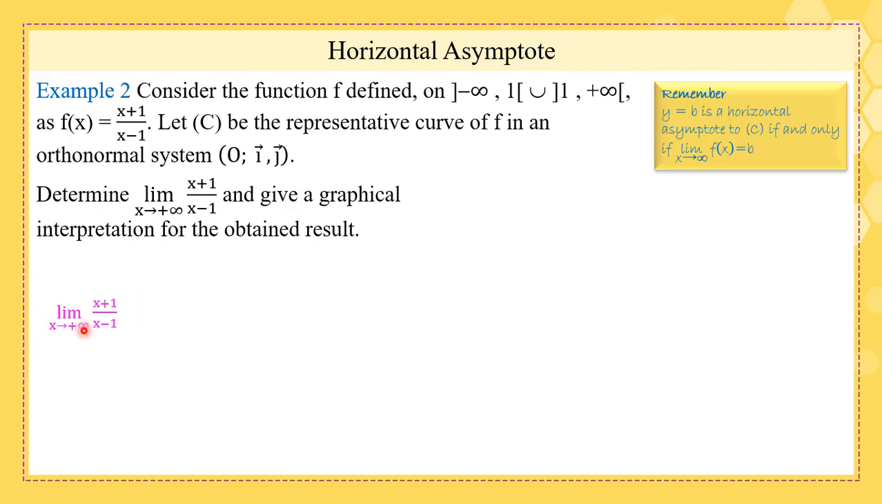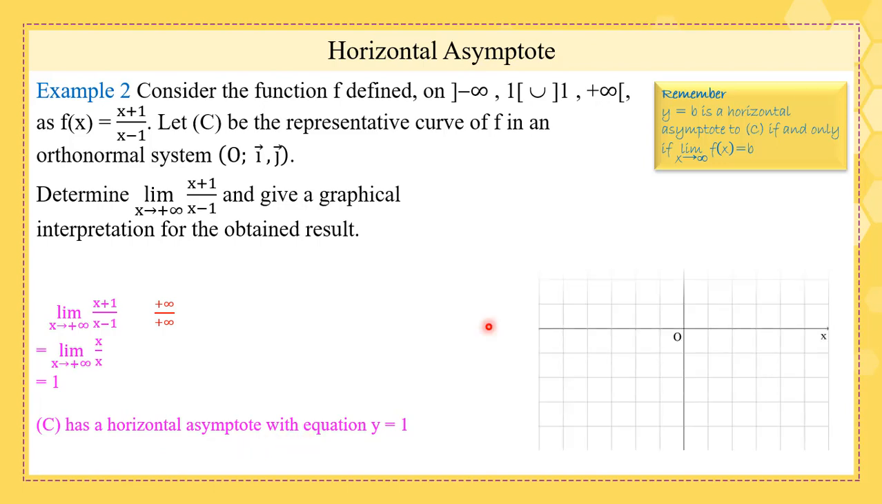Now the limit as x tends to plus infinity of x plus 1 over x minus 1, we have plus infinity over plus infinity. So this is the limit of x over x using the leading term, or we can also use L'Hopital's rule here, and this is 1. So the limit when x tends to infinity is a constant. We can tell that we're going to have a horizontal asymptote whose equation is y equals 1. Pay attention, this is what we call the graphical interpretation of the obtained result. But now I'm going to show you how do we represent it graphically.